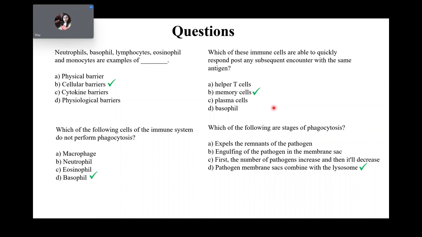Which of these do not perform phagocytosis? It is the basophil. And in phagocytosis, you have the pathogen membrane sacs combining with the lysosome, which ultimately leads to the formation of the phagolysosome. Okay.